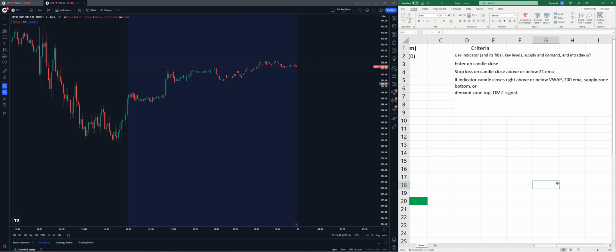And then in order to prevent false signals or getting the signal reversing on you, we're going to have some criteria. So if the candle closes right below VWAP, 200 EMA or supply zone bottom, we're not going to take calls, and the inverse is true for puts. So if we close above VWAP, the 200 EMA or demand zone top, we're not going to take puts.